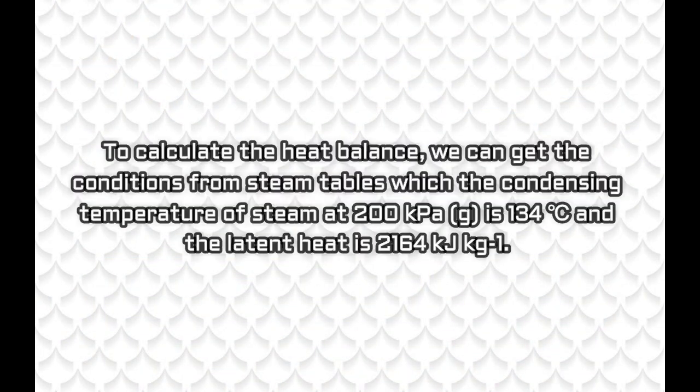To calculate the heat balance, we can get the conditions from the steam tables, where the condensing temperature of steam at 200 kPa is 134 degrees Celsius and the latent heat is 2164 kJ per kg. Evaporating temperature in the final effect under the pressure of 60 kPa absolute is 86 degrees Celsius, as there is no boiling point rise, and latent heat is 2294 kJ per kg.